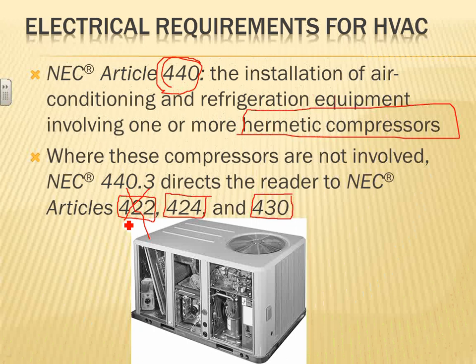The heat will get you 424, the AC will get you 440, and the V, in heating, ventilation, air conditioning, refrigeration, the V will get you 430 because of the ventilation system. Any comments, guys? Any questions? Just because it says mechanical equipment doesn't mean you always go to 440. I used to be confused myself. Does it have a compressor in it or not? If it doesn't, it's either a motor or a heater, basically. Does that make sense?